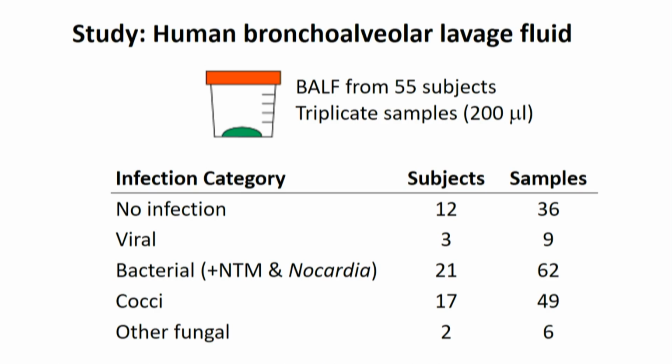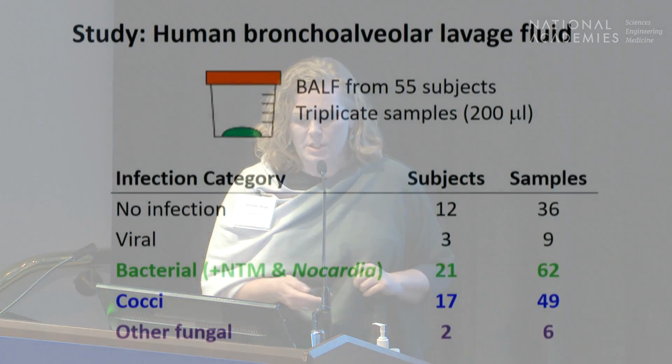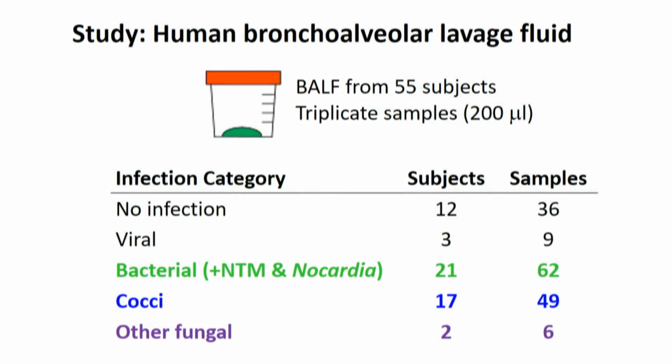So here are the infection categories that we looked at. As of now, and we're getting some of these labels checked, we had 12 subjects and 36 samples of subjects that had no detectable infection, only 3 subjects with viral. Bacterial, it was everything. Staph, strep, but also NTMs and Nocardia were represented in those. We have 17 cocci or probable cocci samples, and then we had 2 from other fungi. I believe both of them were Aspergillus. So the models I'll show you will focus on the bacterial and the cocci and other fungal samples.